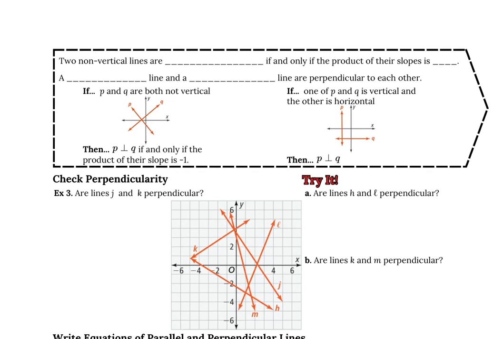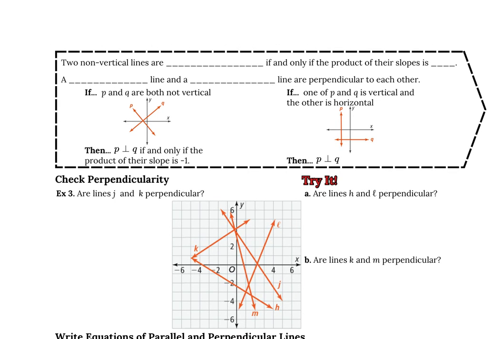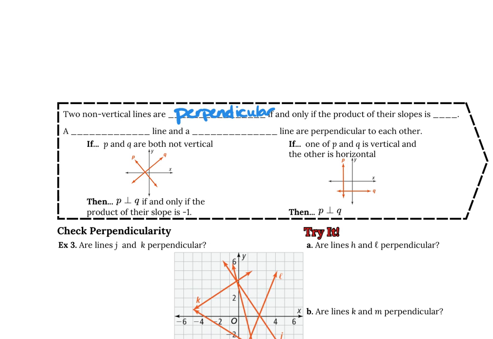Okay, so next, two non-vertical lines are perpendicular if and only if the product of their slopes is -1. A vertical line and a horizontal line are perpendicular to each other.